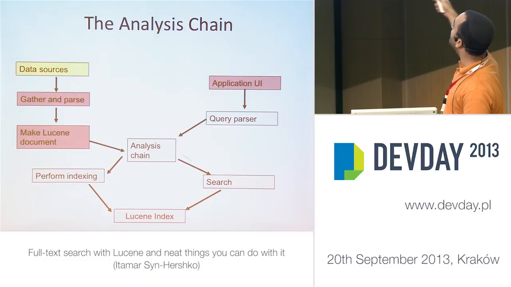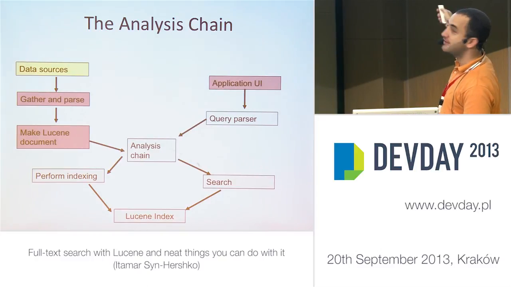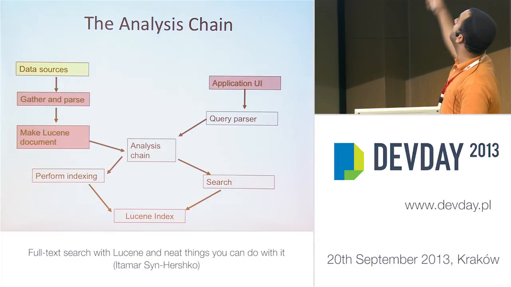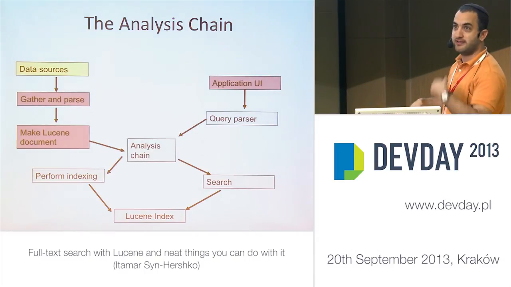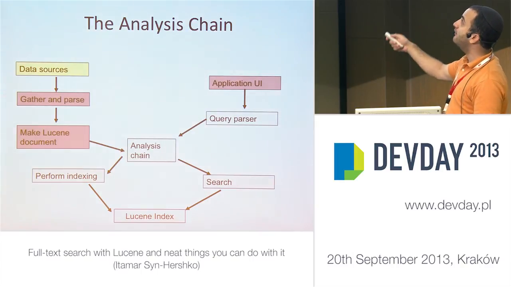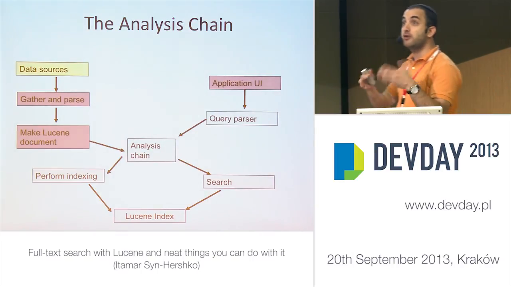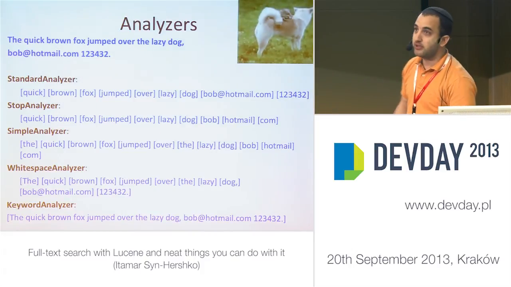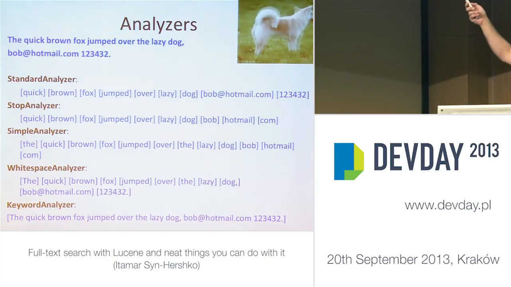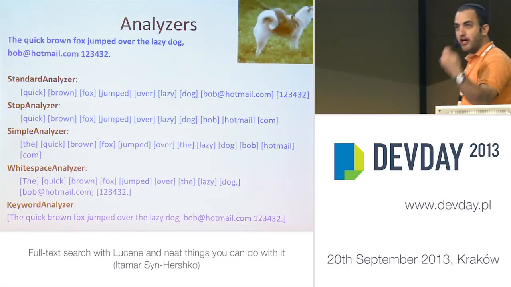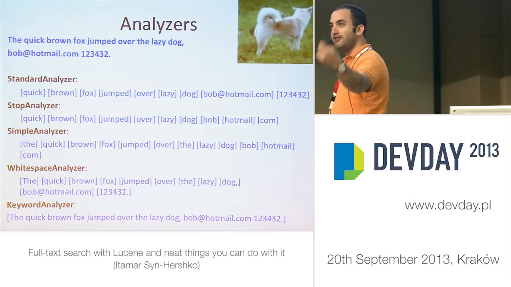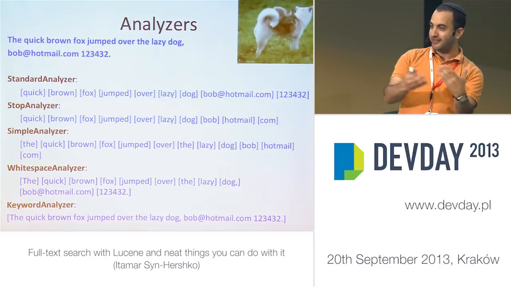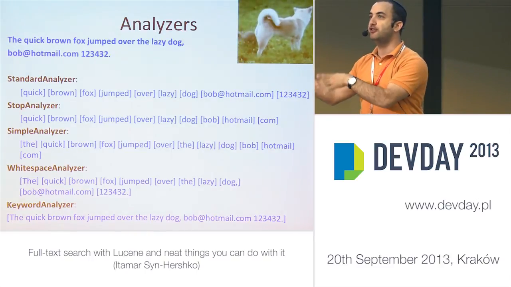So the entire white stuff here is Lucene. This is what Lucene does and basically what Elasticsearch does. Yellow here is the data sources that you provide, and that red stuff here is your responsibility to do. And what happens is, in that analysis chain, you would have different analyzers, and each analyzer is going to perform differently on each type of data that comes in. It will output different tokens.